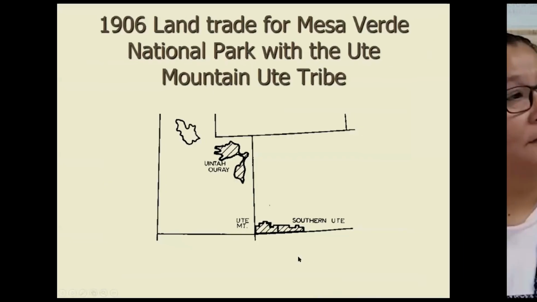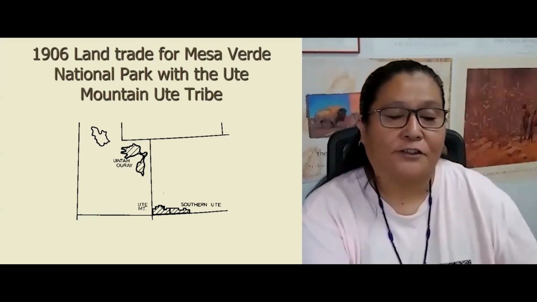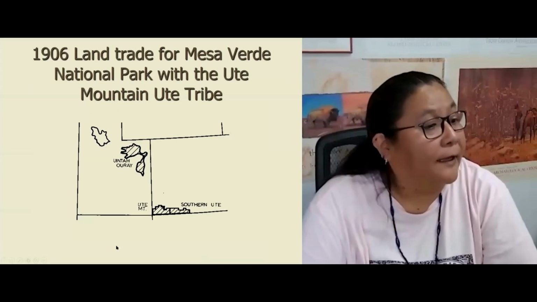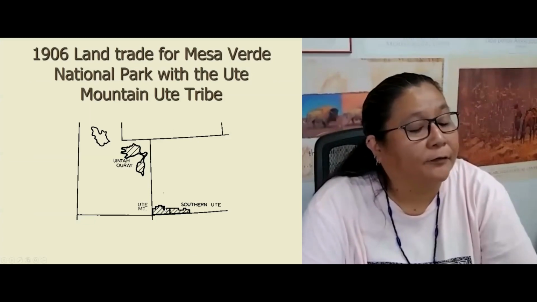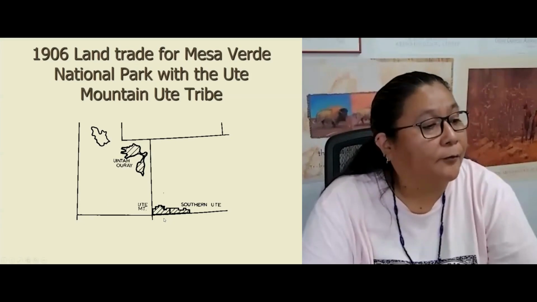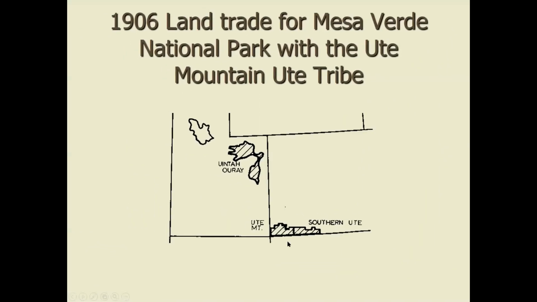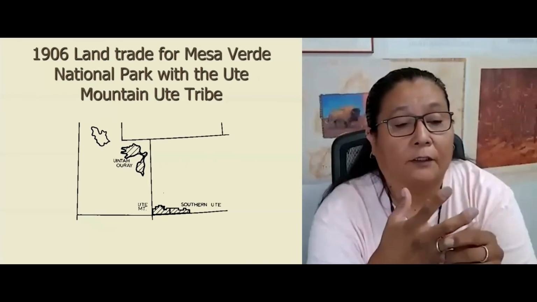It'll be cool. So 1906, land trade for Mesa Verde. This was a really interesting thing. I was reading some of the reports about it. So the land that we're actually talking about is right here. Mesa Verde is surrounded by three-quarters of the reservation. A lot of people credit the Wetherills for finding or discovering the cliff dwellings, but Ute people knew about them. And it's not a part of our culture, the cliff dwellings.